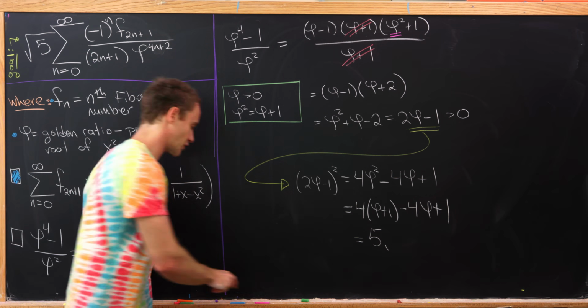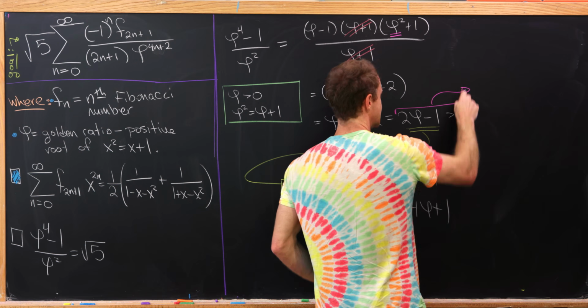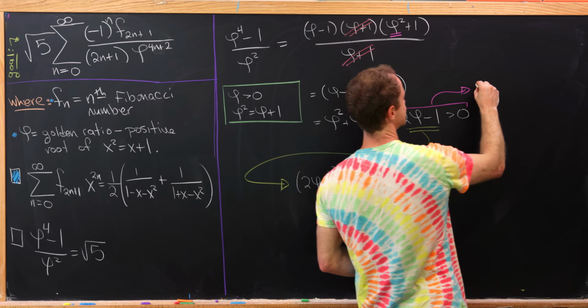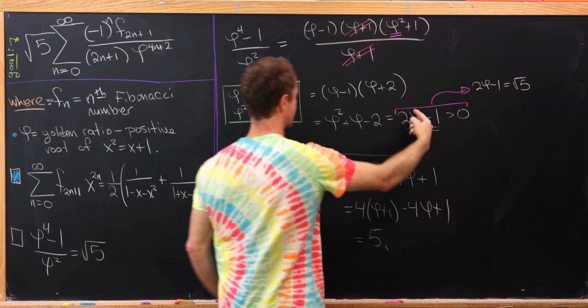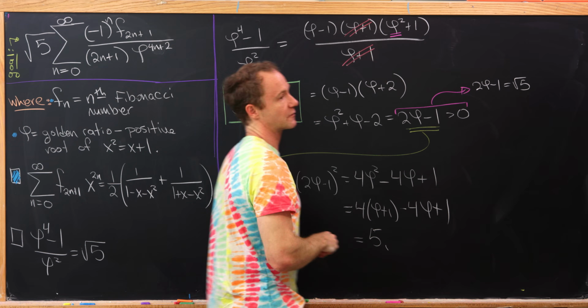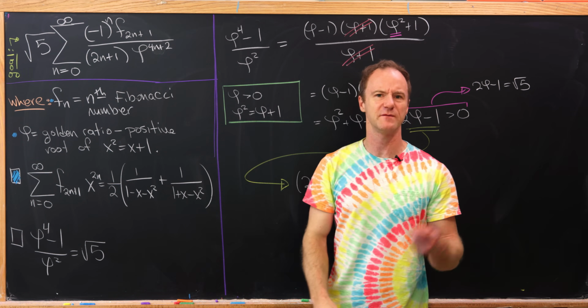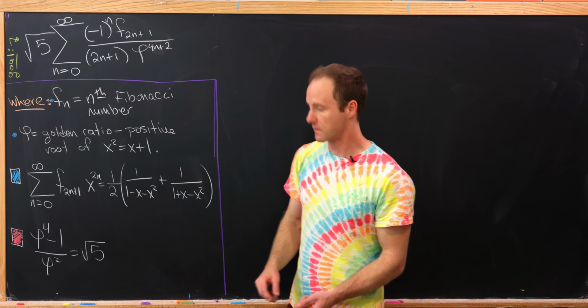So the fact that that squares to 5 and the fact that this is positive tells us that in fact 2 phi minus 1 is equal to the square root of 5. But following this equality up here, we see that phi to the 4th minus 1 over phi squared is the square root of 5, but that's exactly our second tool. Okay, now we're ready for our main goal.